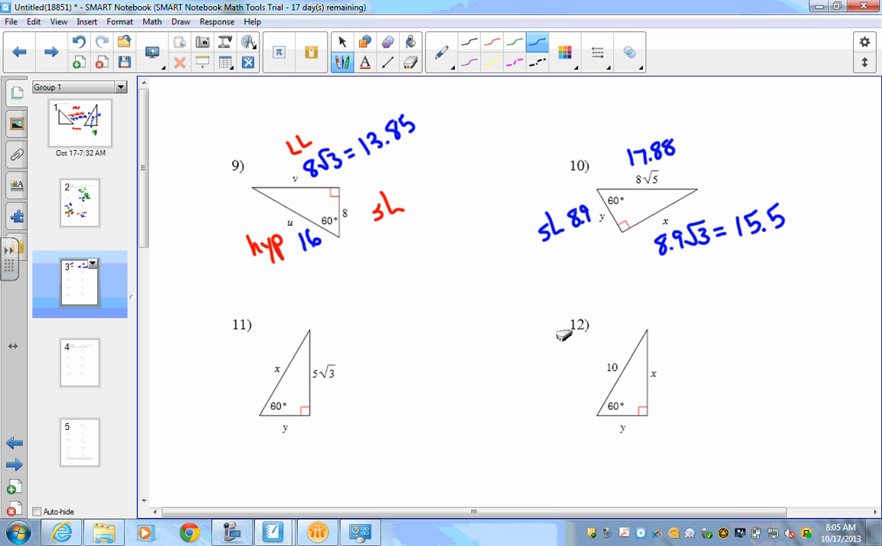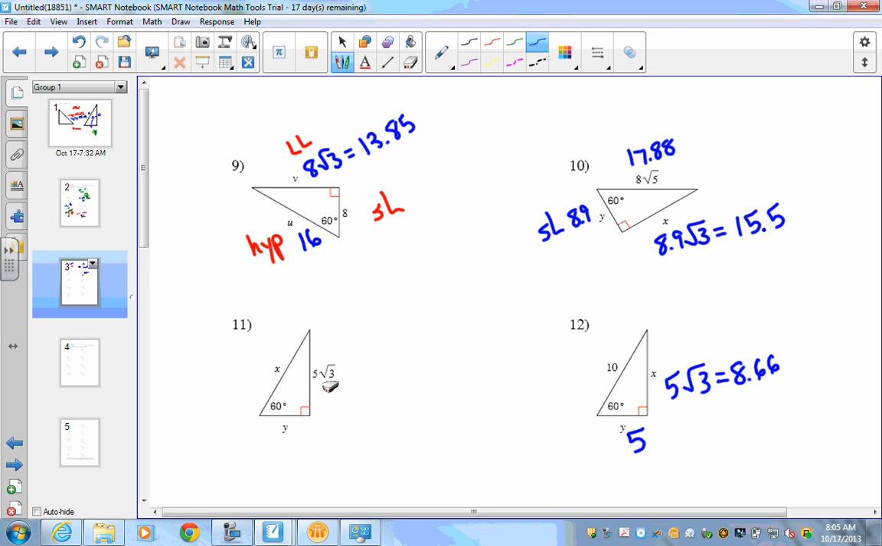All right, let's look at 12. Remember, pause the videos if you need to, folks. If you look at question number 12, that's my hypotenuse. Y is my short leg, which I'm going to make 5 because you just divide it by 2, and then 5 radical 3. And of course, 5 radical 3 converts to 8.66. And hopefully you're getting it by now.